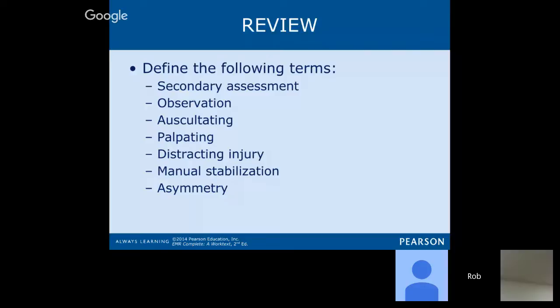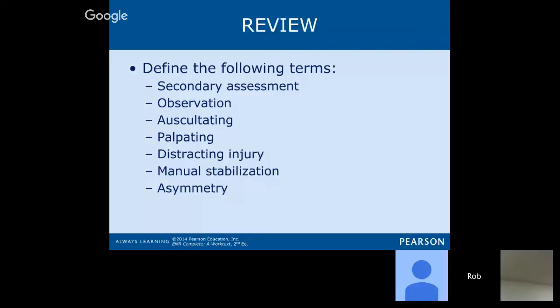Manual stabilization. We didn't really go over that much. To stabilize the head. Yeah, so manual stabilization is if you suspect a C-spine injury, whenever you're doing your initial assessment, you're going to take inline manual stabilization. So you're going to hold the head in that inline position, okay? And then you're going to do your assessment. You don't put your C-collar on until you're at secondary, right?